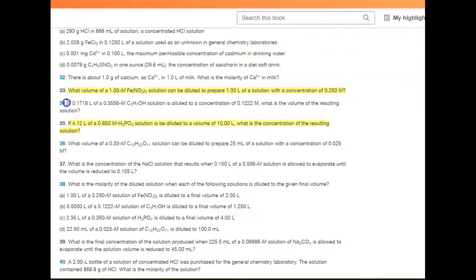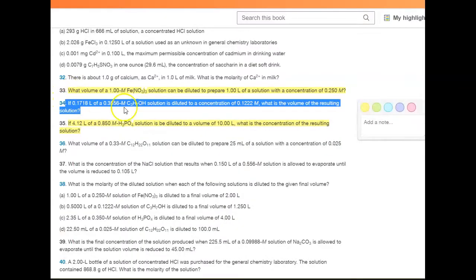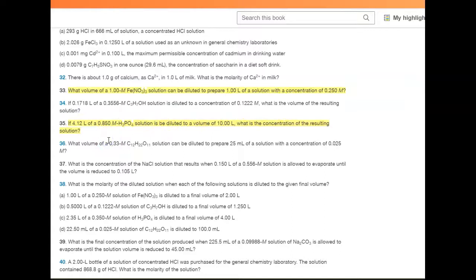Easy. We have a new type of problem with 34. We have liters, molar. We have a new molarity. What's the new liter? So this is one of those dilution problems, okay? So what's the given? Let's write down the given and find the unknown.